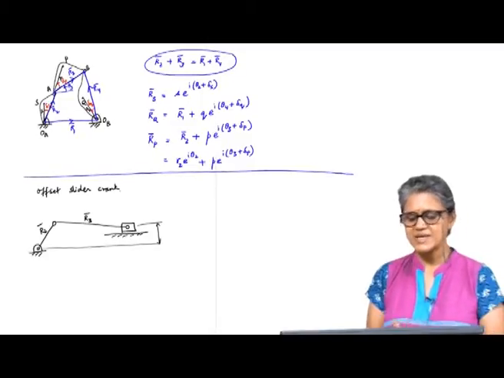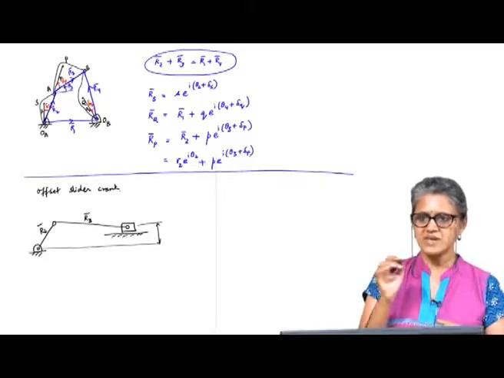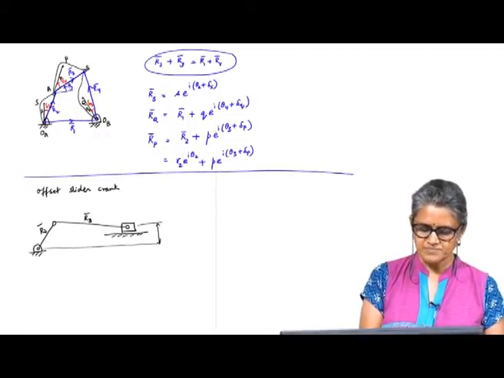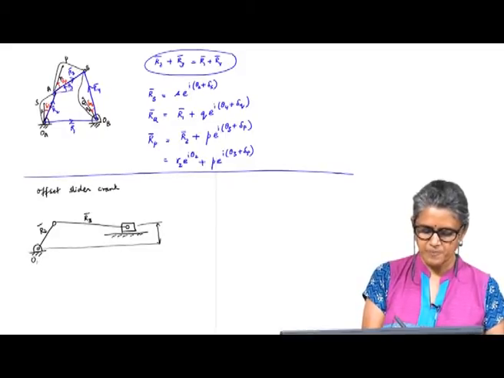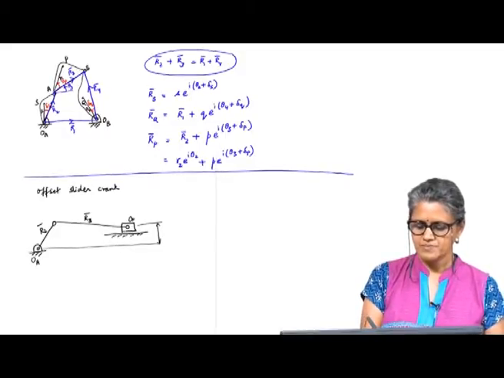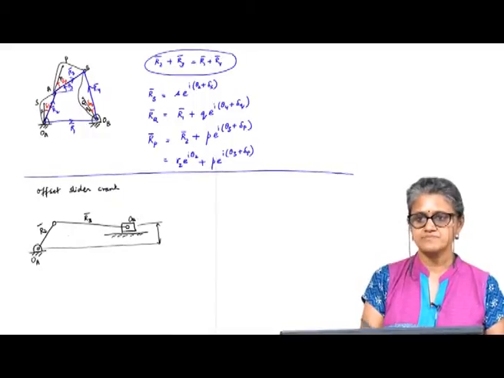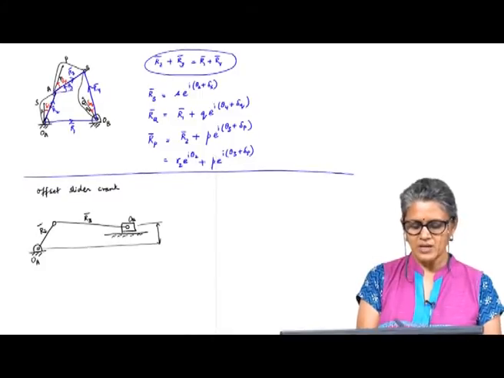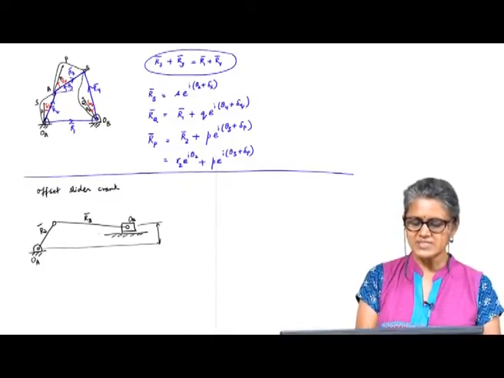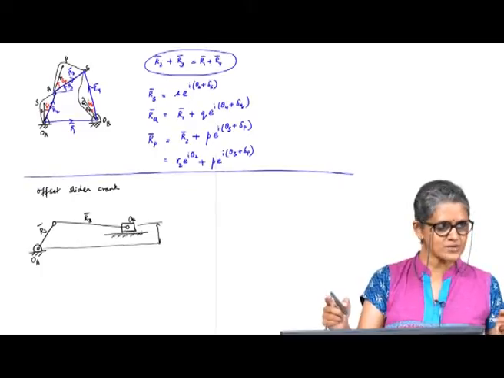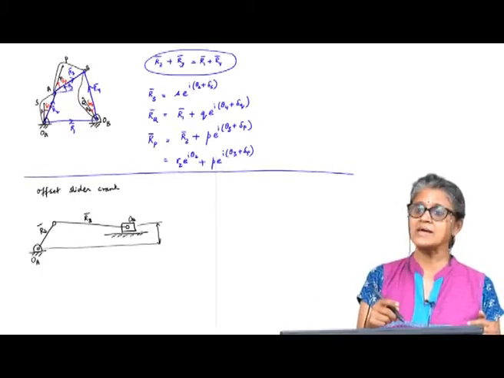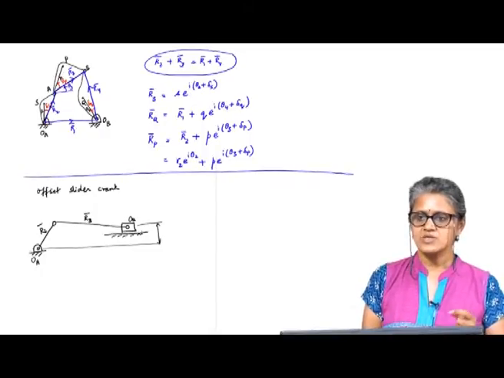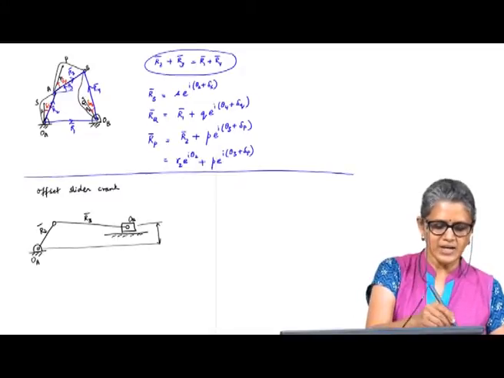What you do for the slider crank is you choose the vectors. You could choose R2, R3 and take R1 from this pivot to this pivot OB, but that is not very useful, because if I take that as R1, its magnitude is going to change, and the angle is also going to change. So, they are coupled together. Okay. So, it will make my life a little harder.